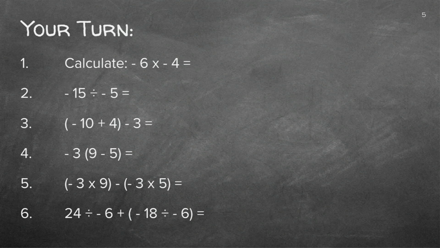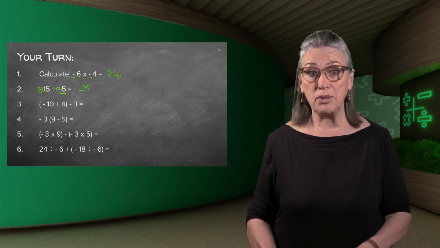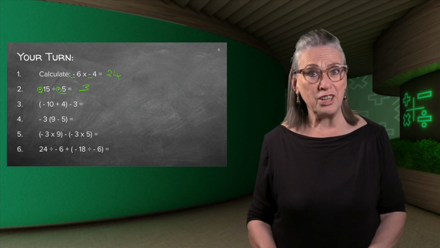Okay, right. -6 times -4. We've got 2 minuses, and 2 minuses will give us a positive, so our answer will be 24. Here we divide -15 by -5. Again, 2 minuses, so we know our answer will be a positive, and the answer is 3. If you get this wrong, I suggest you go back to the previous slides where we've got the rules and make sure that you understand them.